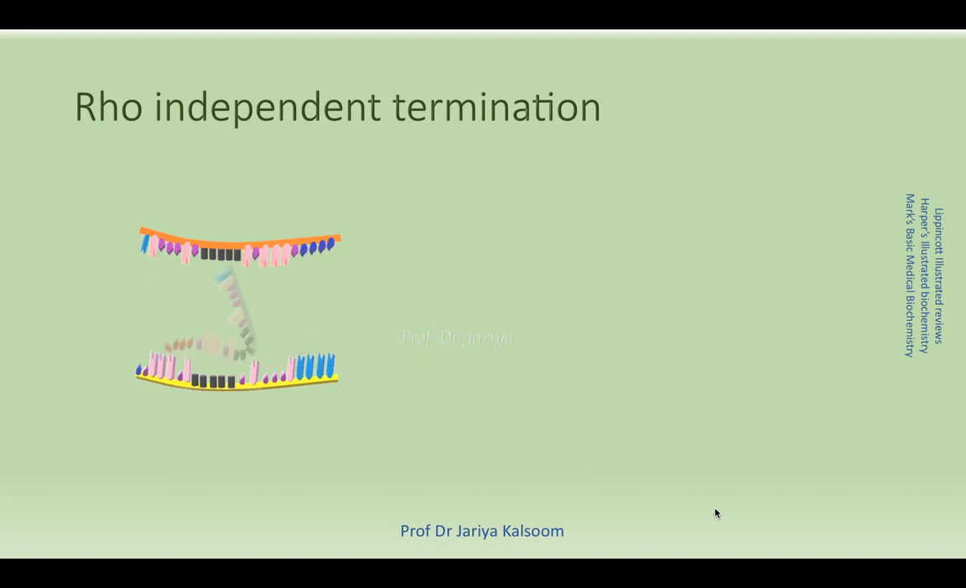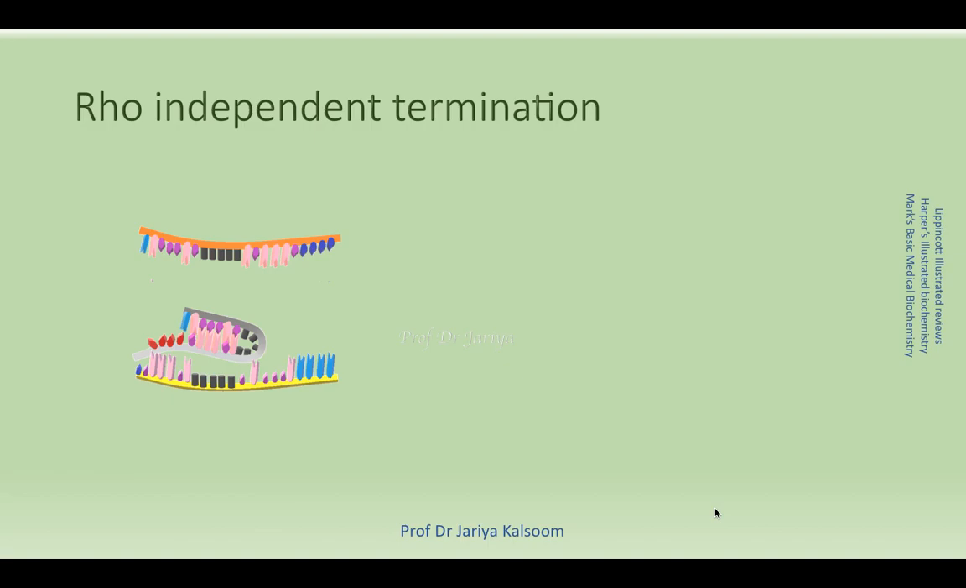Now coming to rho independent termination. This type of termination is seen with most prokaryotic genes. This requires that a sequence in the DNA template generates a sequence in the nascent RNA that is self-complementary. This allows RNA to fold back on itself, forming a GC-rich stem plus a loop. Additionally, just beyond the hairpin, the RNA transcript contains a string of U's at the 3' end.